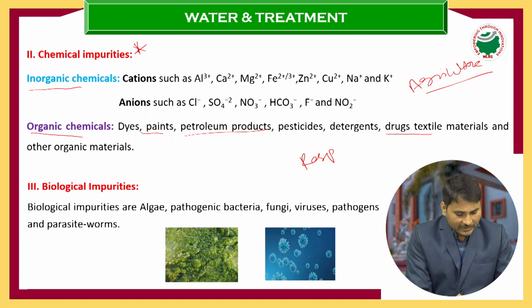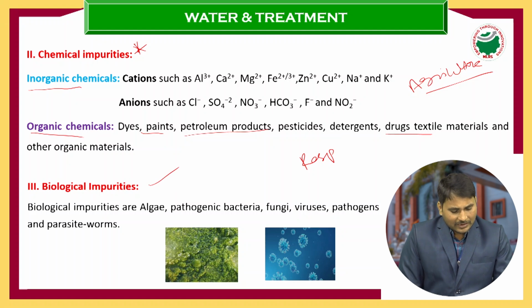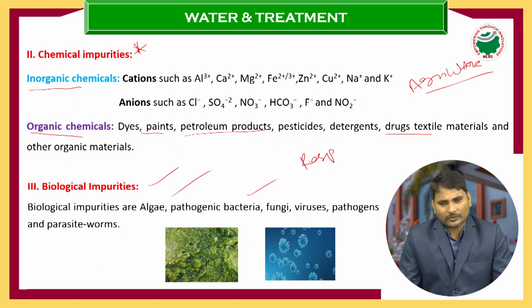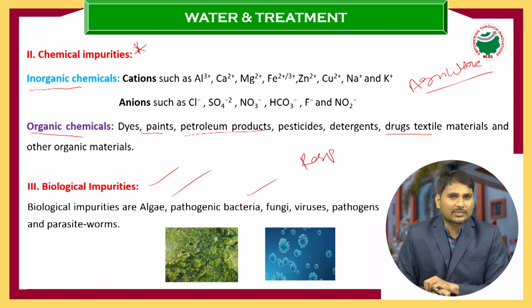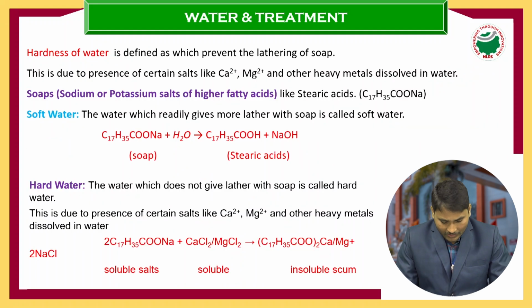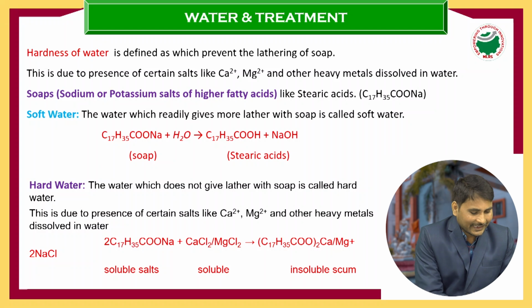Coming to the third type, biological impurities are pharma-related biological impurities, such as algae, pathogenic bacteria, fungi or viruses, and these mainly come from hospitals. If hospitals dump biological impurities in water, they are responsible for the growth of algae and bacteria in that water. Mainly these three, physical, chemical and biological impurities, are responsible for the hardness of water. So in this first module on water and treatment, we are always talking about the hardness of water.